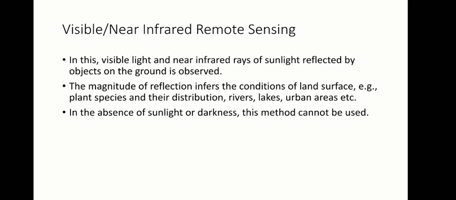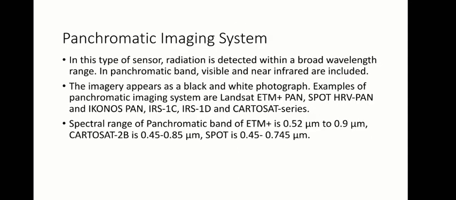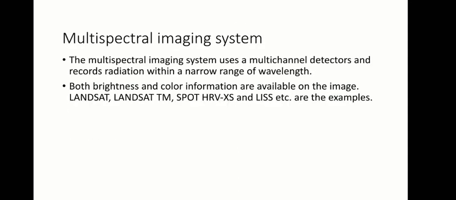Multispectral imaging system. The multispectral imaging system uses multi-channel detectors and recorders. It is used to detect and record radiation within a narrow range of wavelengths. Both brightness and color information are available on the image. Landsat TM, SPOT HRV XS, and LISS etc. are examples of multispectral imaging systems.